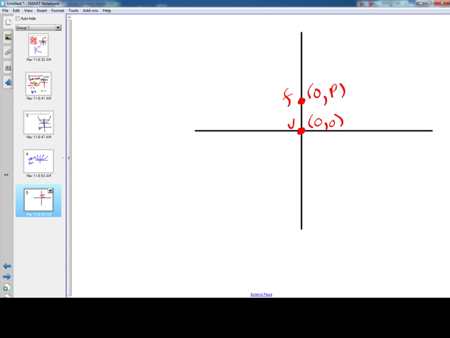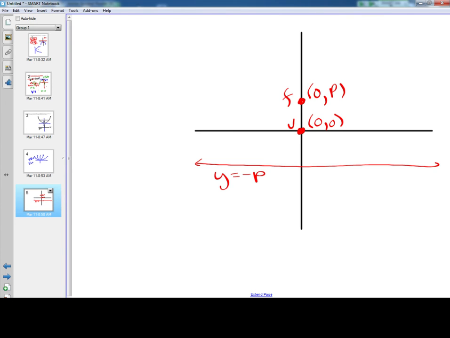Now, since I have that, I also need a directrix. Don't I? And where's that? What's the equation of this directrix? Not P, negative P. Y equals negative P. Cool? Alright. Now, do you guys remember the one rule about a parabola? Where do its locus have to be? They all have to be equidistant, right?